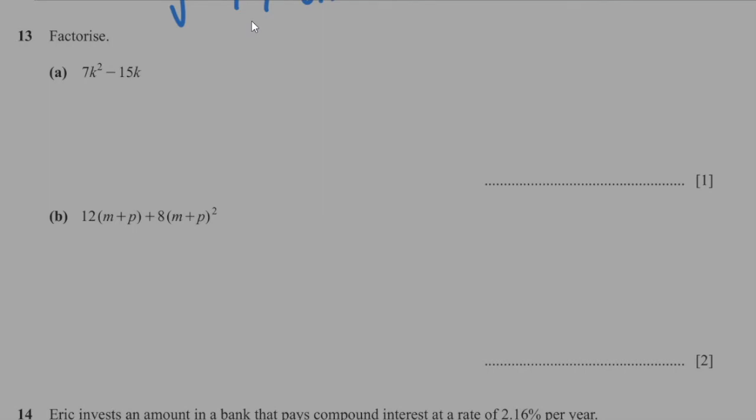13. Factorize 7k square minus 15k. So we take out the common value over here, which is k, and that leaves 7k minus 15.